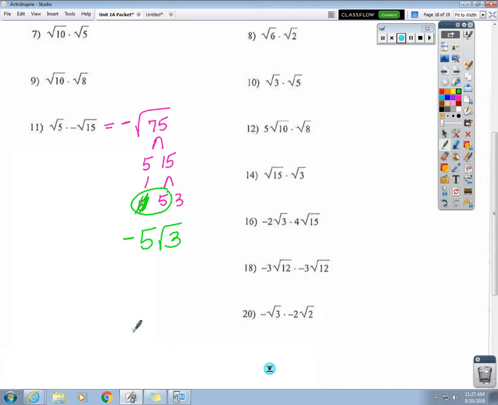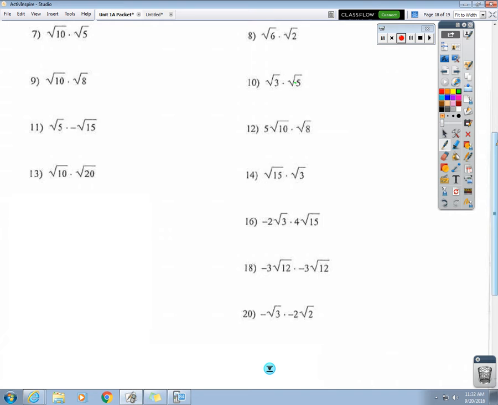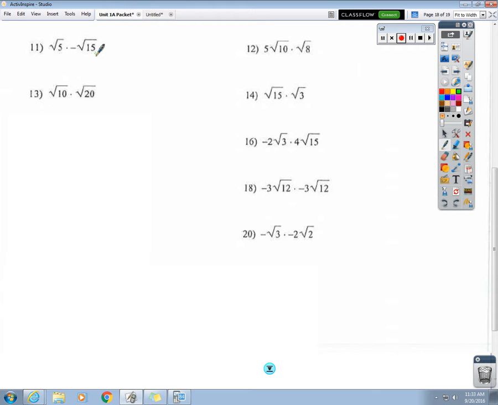Okay, go ahead and try 13 and 15. Continue on, turn the video back on. Square root of 10 times the square root of 20 is the square root of 200. And then when you factor tree that, you get what? Okay. Alright. It should be 10 square roots of 2.